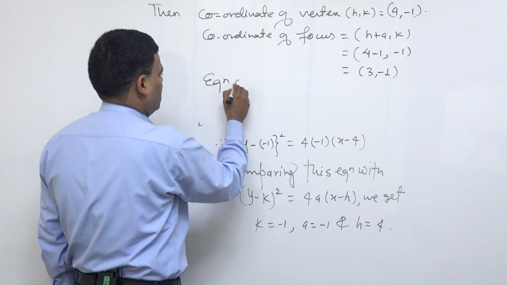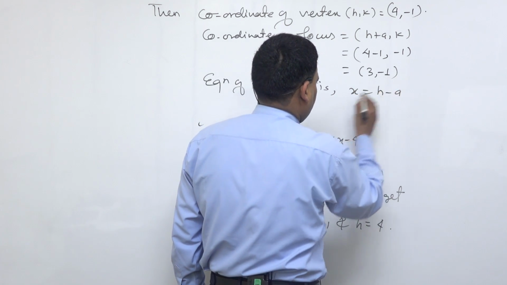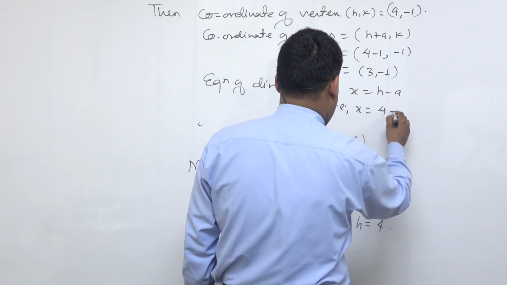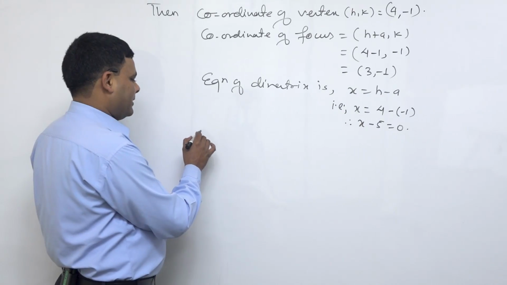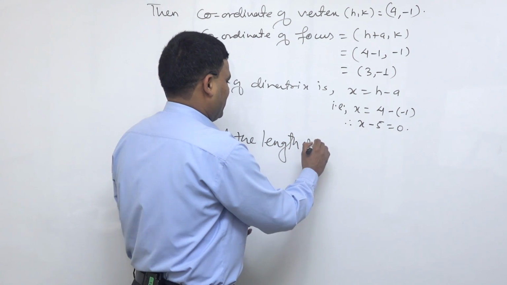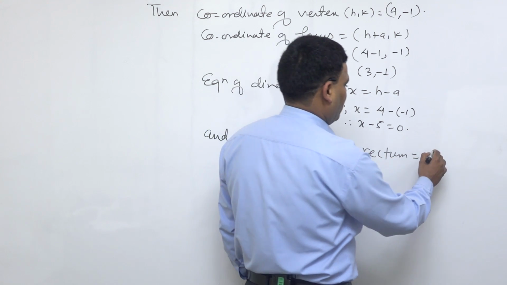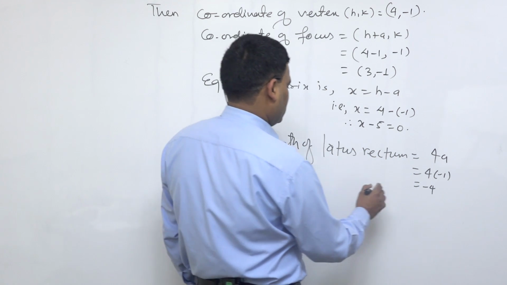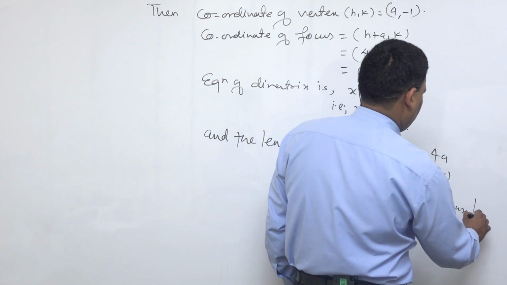Equation of directrix is x equals to h minus a, that is x equals to 4 minus minus 1, therefore x minus 5 equals to 0. And the length of latus rectum equals to 4a equals to 4 into minus 1 equals to minus 4, so it is 4, because length cannot be negative.